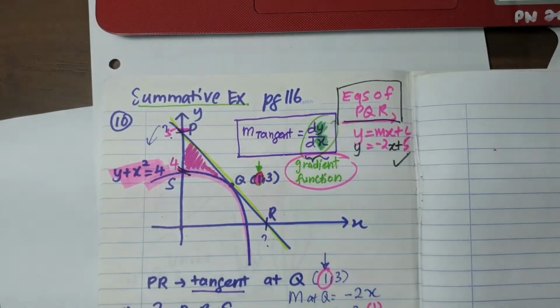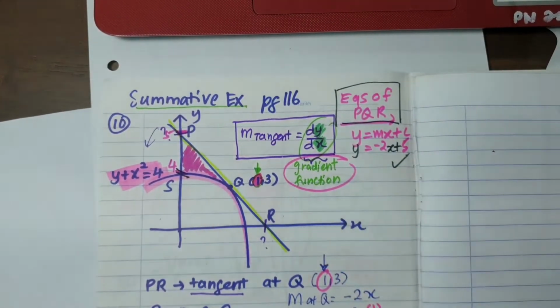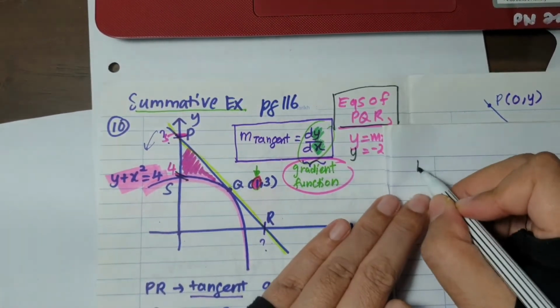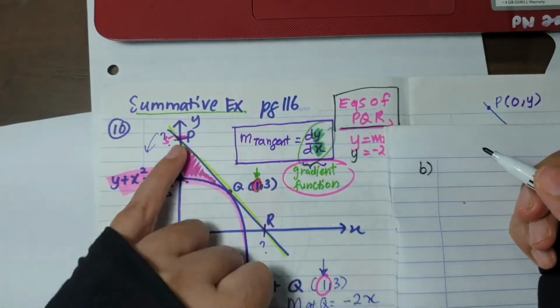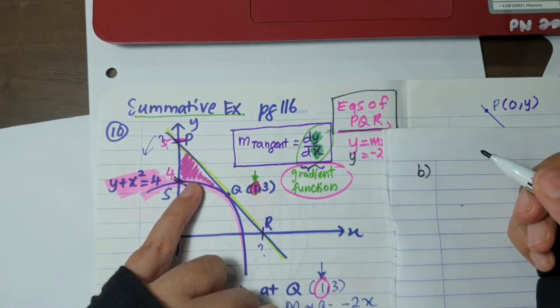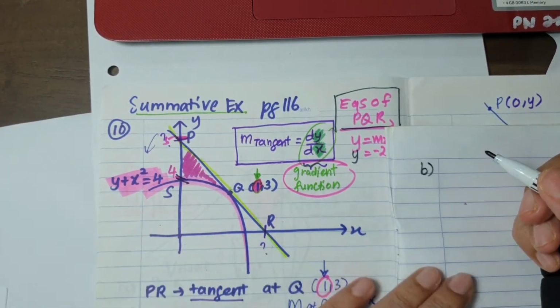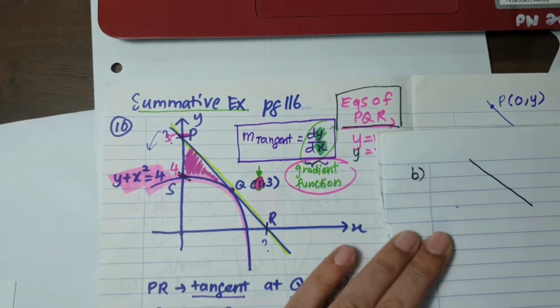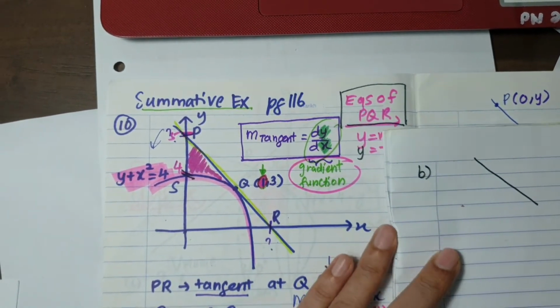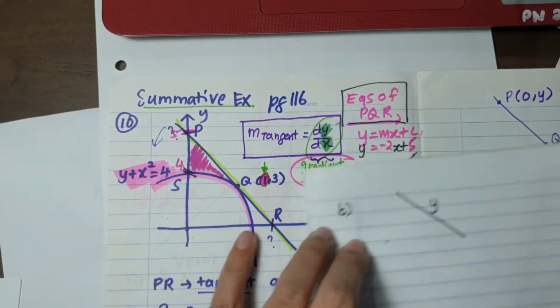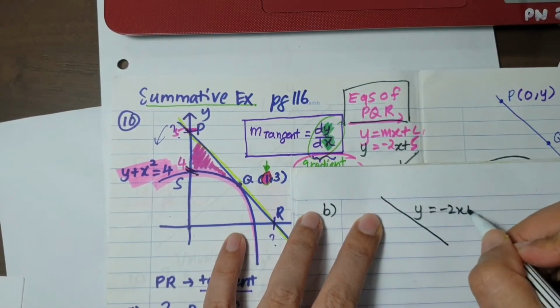Okay, next, we need to find the area of the shaded region. So tips dia, kita tengok equation of the curve. Okay, but before that, let's see the shaded region here. You can see it is bounded by this straight line, where the equation of the straight line tadi kita dah cari. Okay, y equals negative 2x plus 5.